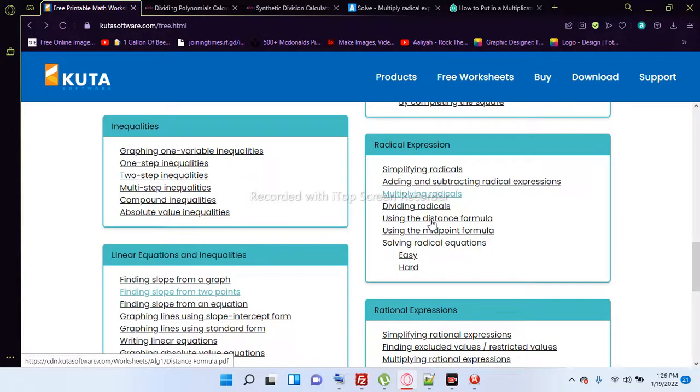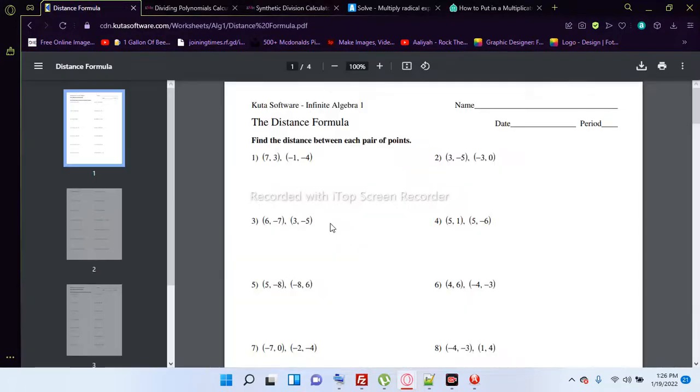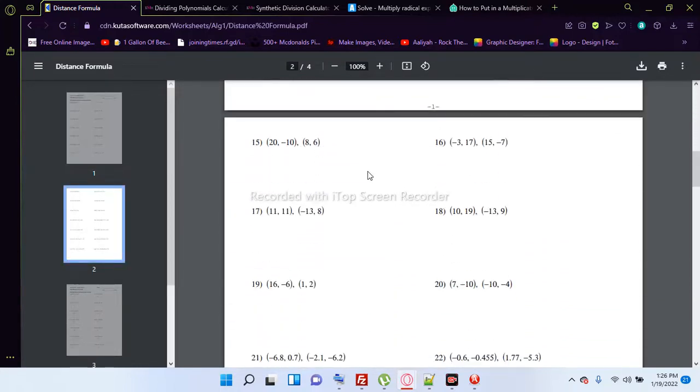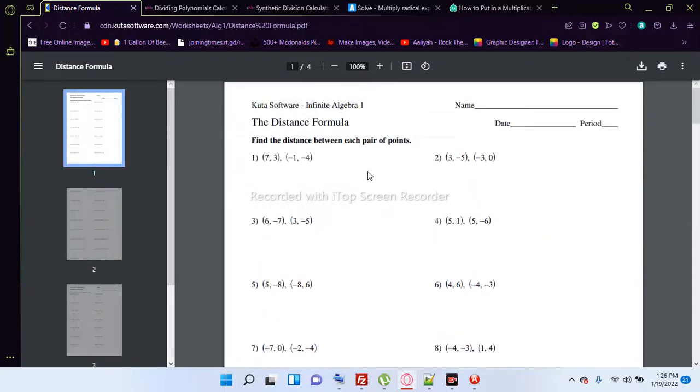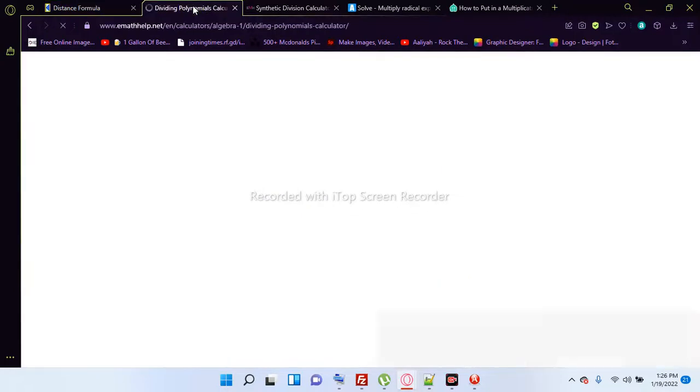Okay, using the distance formula. What is that? Find the distance between each pair of points. 7, 3 and negative 1, negative 4. I don't understand. The distance formula. Okay, you know what? When he does that, you go copy. You take it behind right over here.